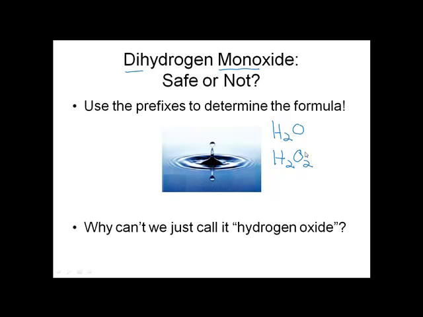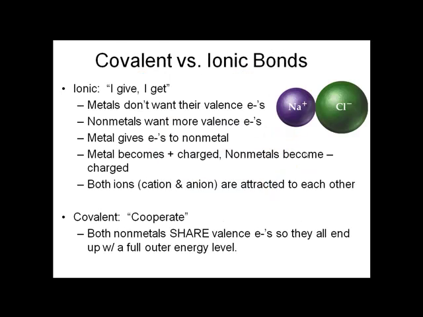We could also call it dihydrogen dioxide. But again, it's the same elements combining in a different ratio. So when we're talking about covalent or molecular compounds, we need to use prefixes. We'll get into that in a second.